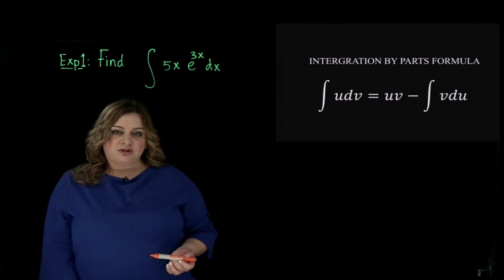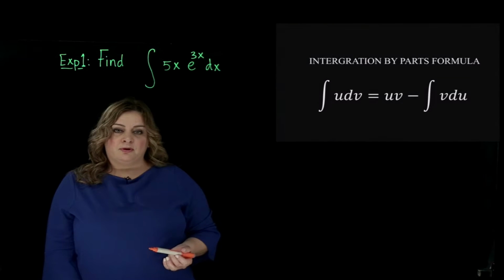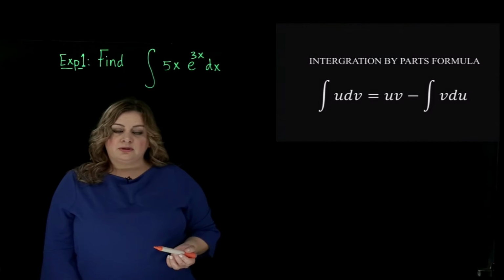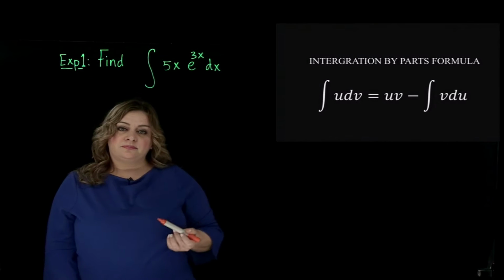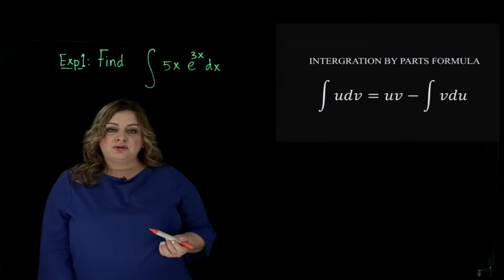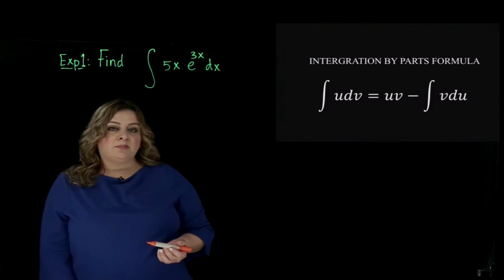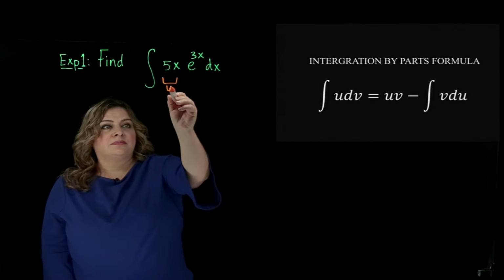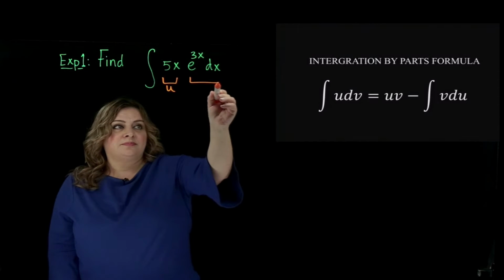To apply the integration by parts formula, starting with the left side of the formula, the integral of u dv, we want to decide which part is going to be u and which part is going to be dv in our example. I like to choose u in a way that du is simplified. In this example, I want u to be 5x and dv to be e to the 3x dx.